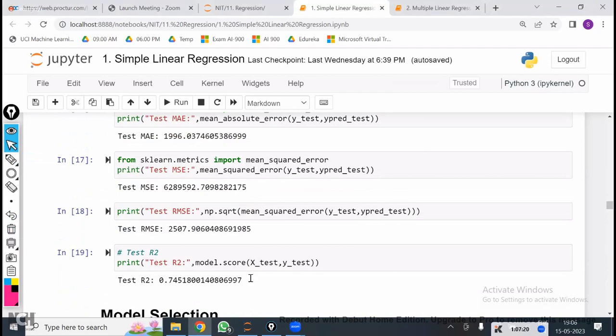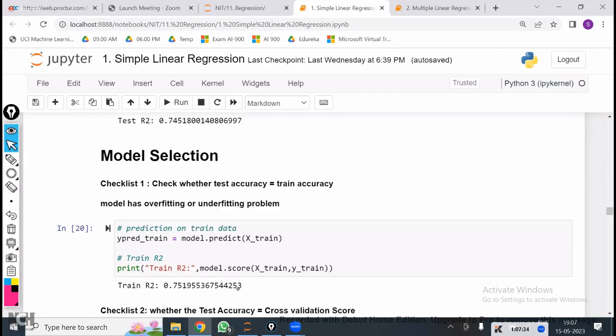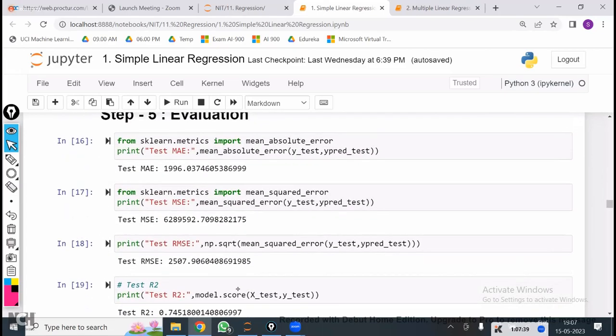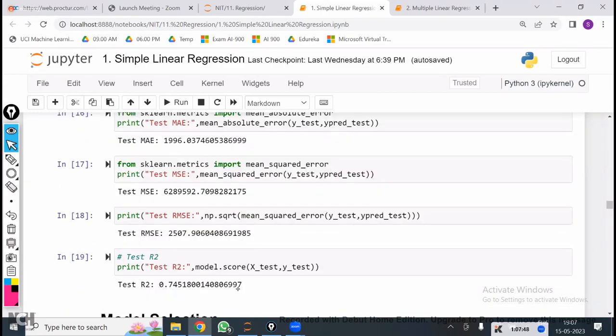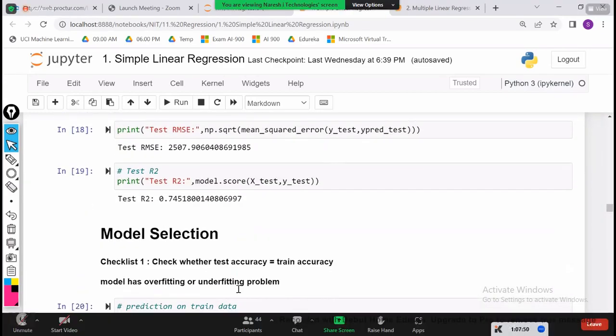But we should not stop here, because whether our model is a good one or a bad one, first we have to see that. After seeing the test accuracy, we should not stop. Generally, most of the people will do the evaluation up to here only, test accuracy, and they'll stop the modeling, which is wrong. They have to do the model selection also. They have to check whether our model is a good one or a bad one.